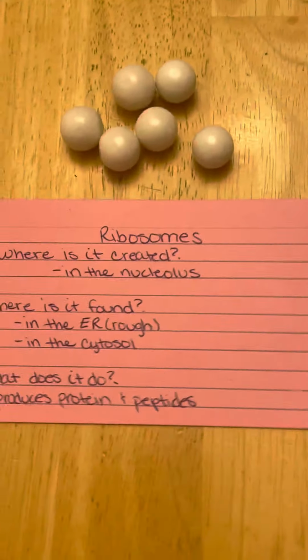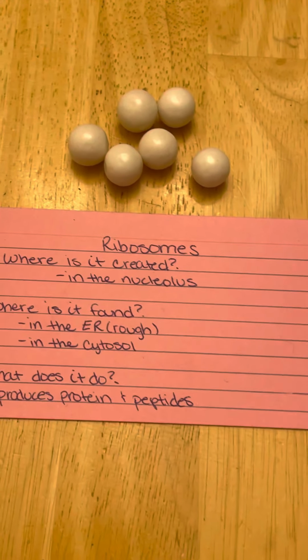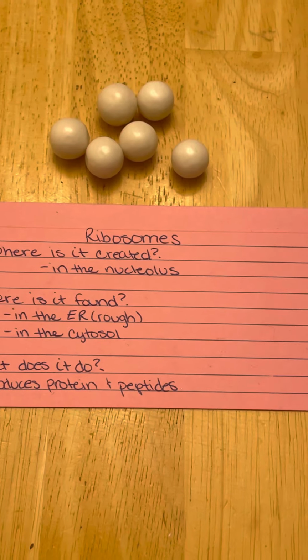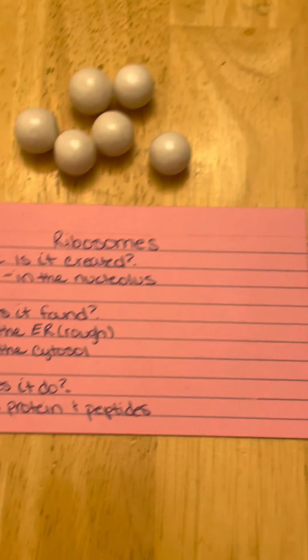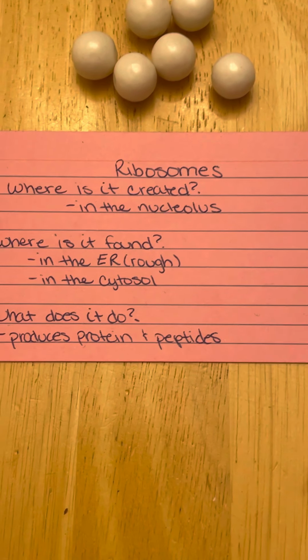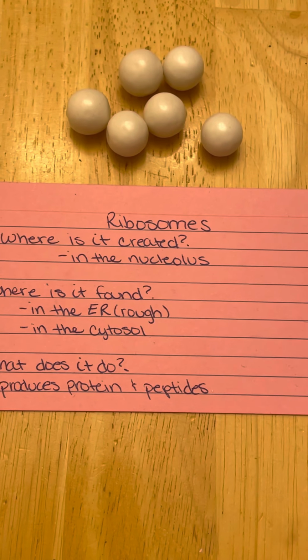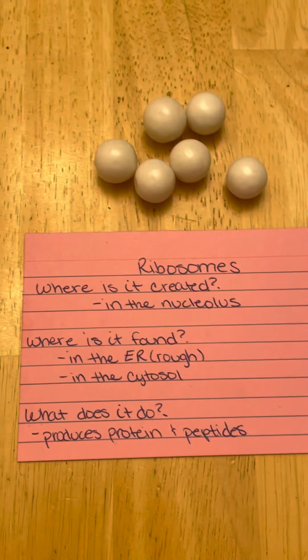Made of gumdrops, we have the ribosomes, which are located in the nucleolus, and are found in the ER, also known as the endoplasmic reticulum, on the rough part of that, in the cytosol. So what does it do? The ribosomes produce protein and peptides.